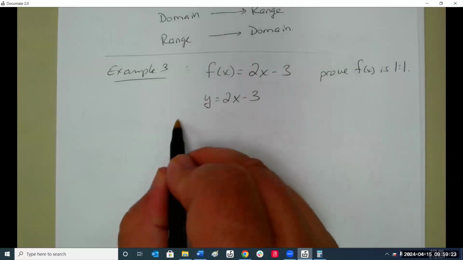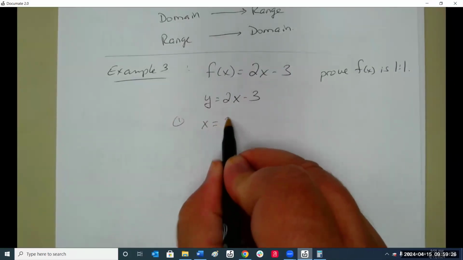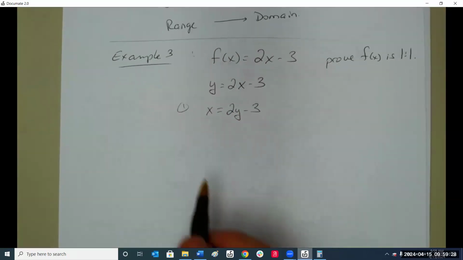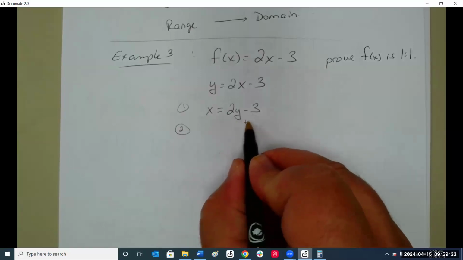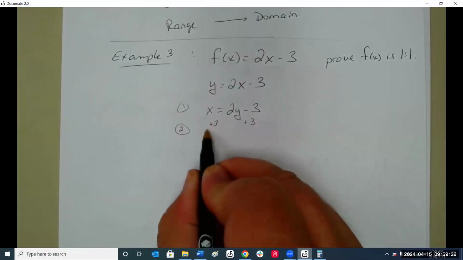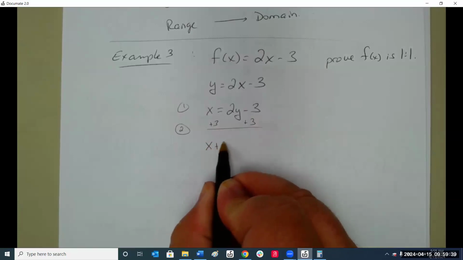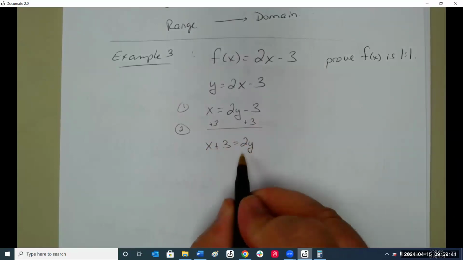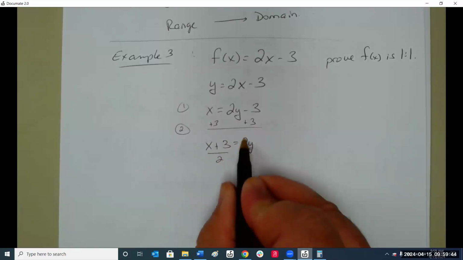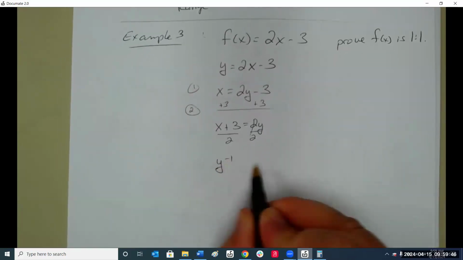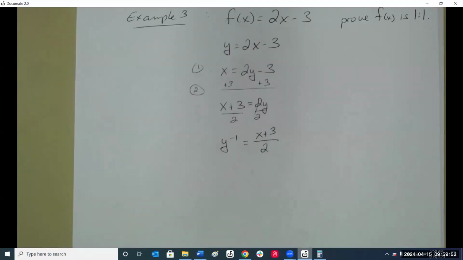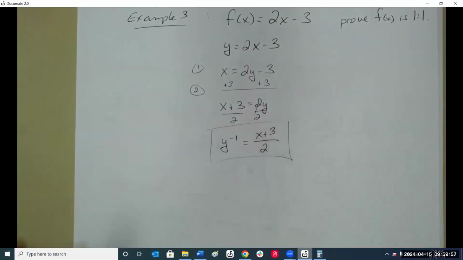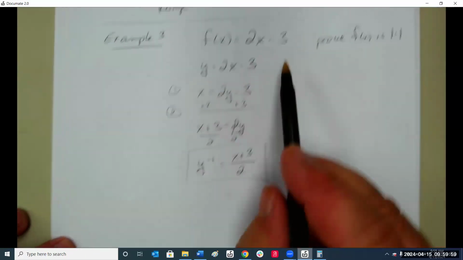The first step is what? Switch X and Y. Second step, solve for Y. So add 3 to both sides. X plus 3 equals 2y. And divide by 2. And there we go. An inverse exists. So therefore, this function is 1-to-1.